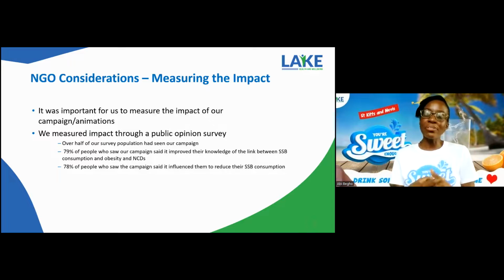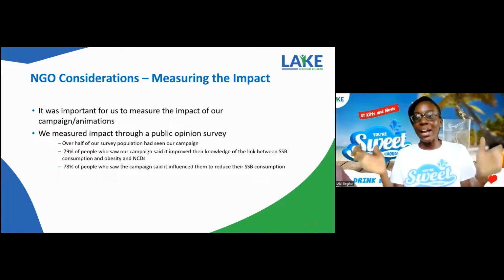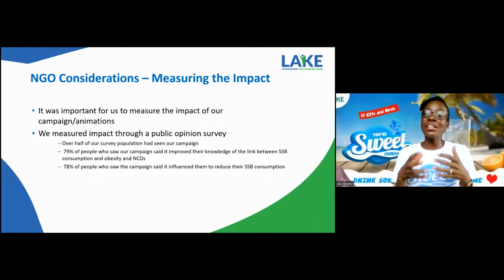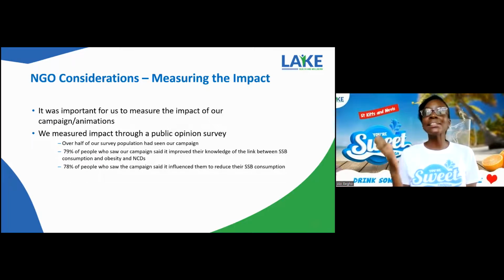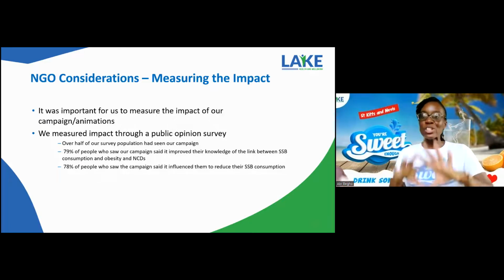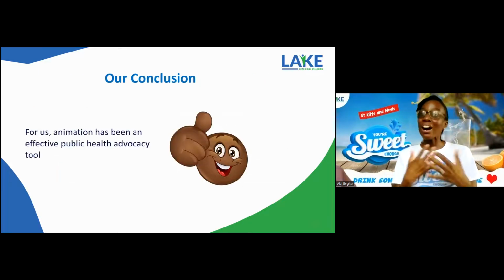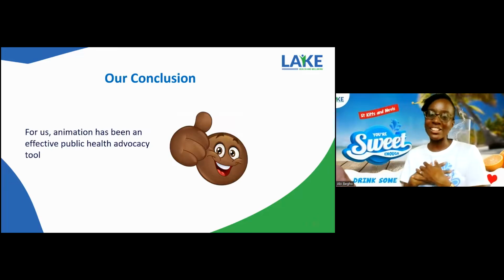So another important aspect for us was measuring the impact of our campaign or our animations. And really, we wanted to do that because we wanted to understand, was our campaign having the impact that we intended? And the way that we did that was that we measured impact through a public opinion survey. So through our survey, we found that over half of our surveyed population had seen our campaign. So we were very happy with that. And out of the people that actually saw our campaign, 79% said it improved their knowledge of the link between SSB consumption and obesity and NCDs. And 78% said our campaign influenced them to reduce their SSB consumption. So based on all of that, we conclude for us, animation has been an effective public health advocacy tool.